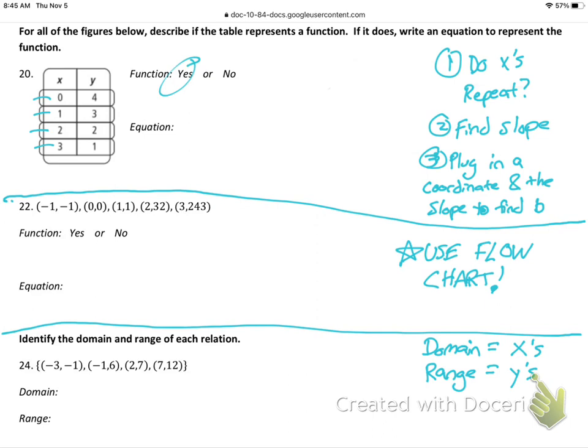Then you want to find your slope. Now, you can do this in two ways. Just consider that these are all points, right? This is your first coordinate, this is your second coordinate. And then you just subtract. But you could also just find the pattern that's happening. So what's the change in y's over the change in x's?